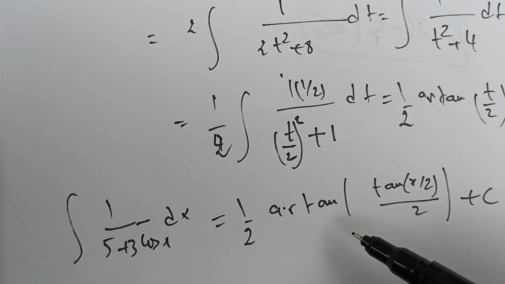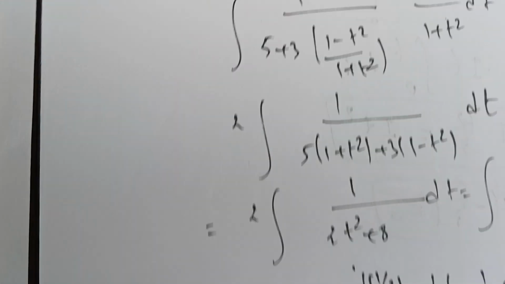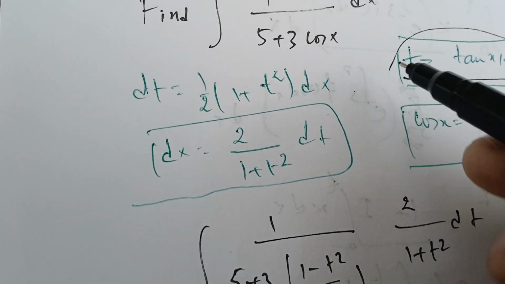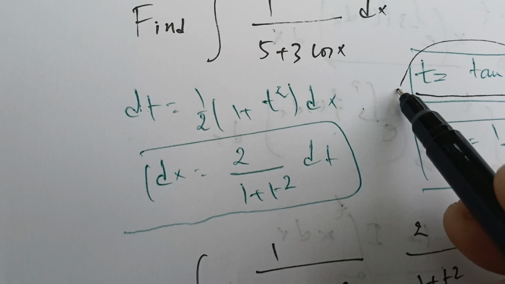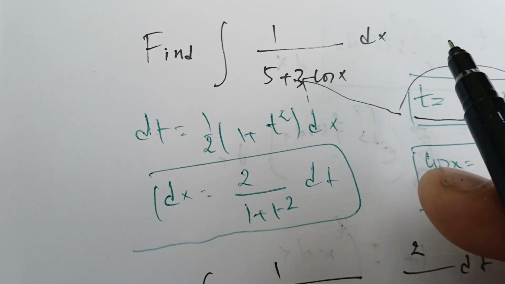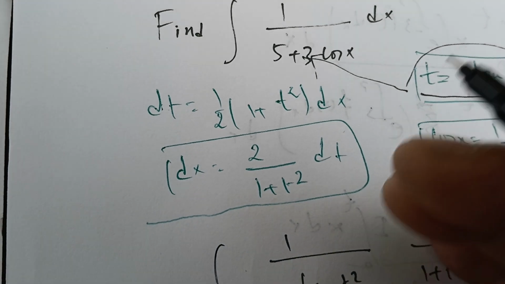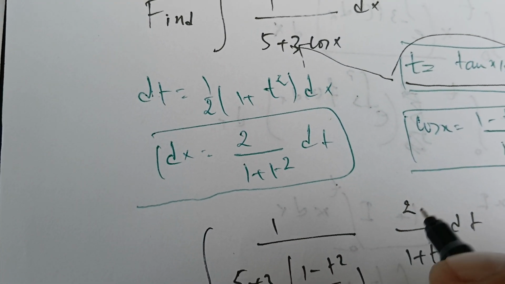And I think that's it. These are all the steps. The key idea here is that this change of variable would definitely help in dealing with this kind of fractions that contain either the sine or the cosine or a combination of them.